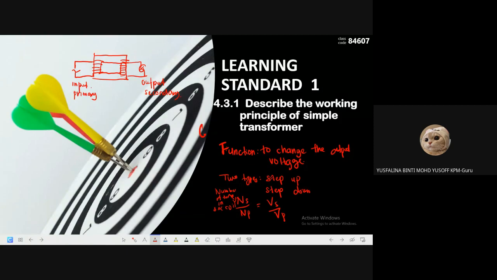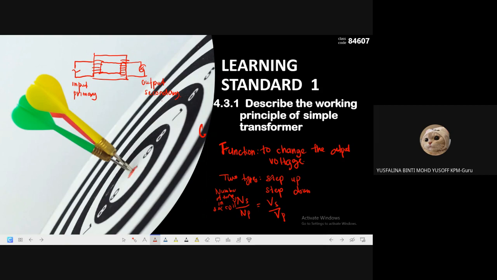NP is the number of turns in the primary coil. Sometimes they put input, so if the question says input, this is the primary, and if they say output, this is the secondary. So NP is the number of turns for the primary coil. VS is the output voltage for the secondary, so that's why VS.